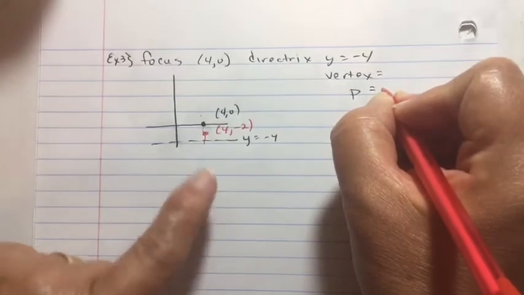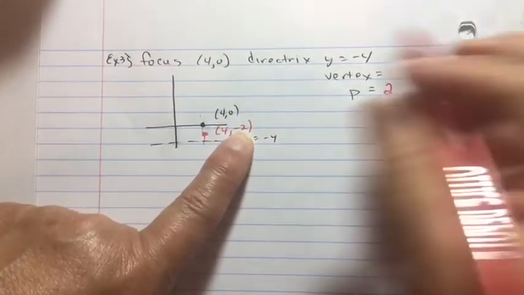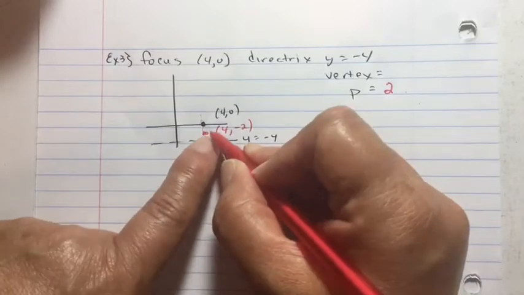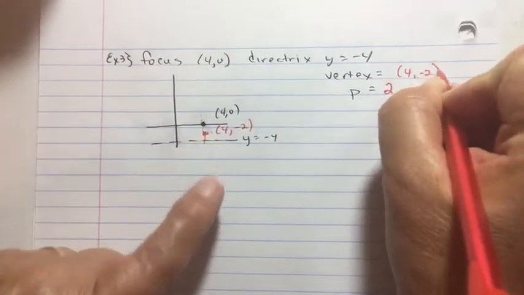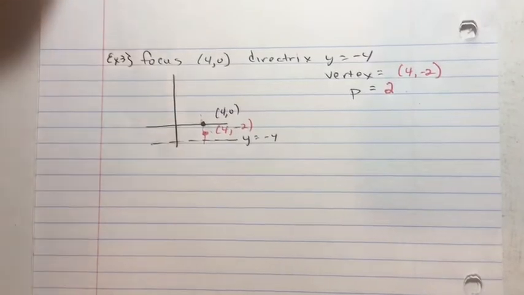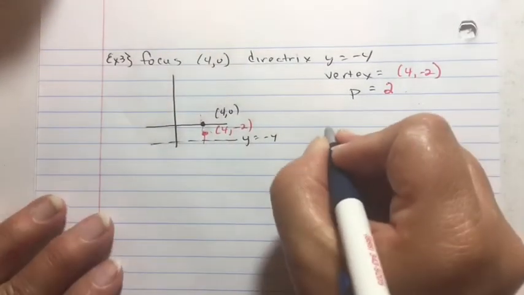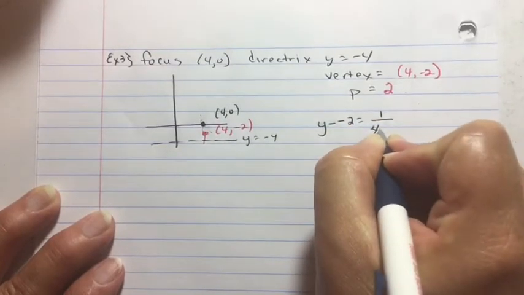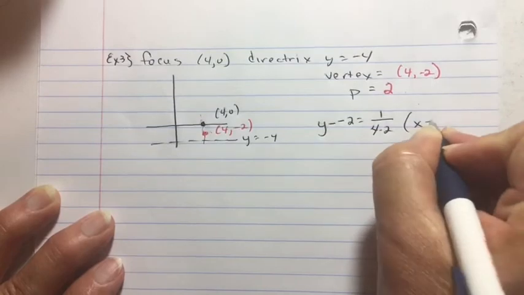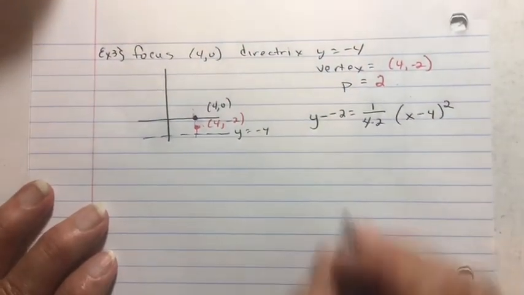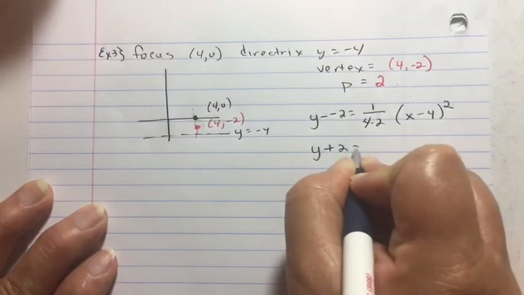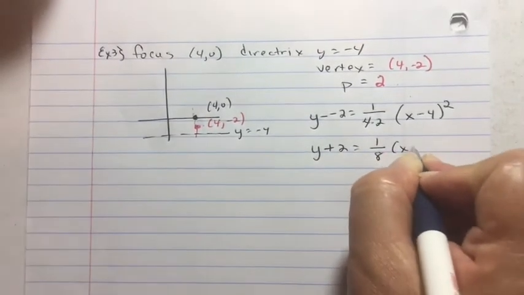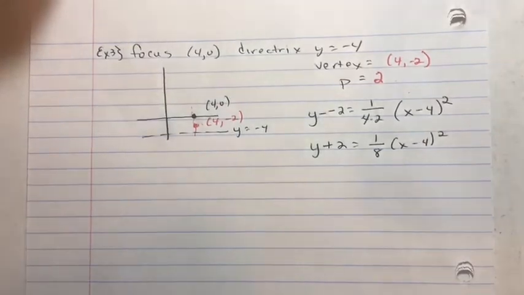So now I've figured out the p is 2, 2 above and 2 below the vertex, and that the vertex is (4, negative 2). I have all the pieces to the puzzle, and I'm now ready to write the equation. So you would have your y minus negative 2 equals 1 over 4 times 2 with an (x minus 4) squared. Let's simplify that down. And we can just leave it like that, or if you want to, you can bring the -2 to both sides.